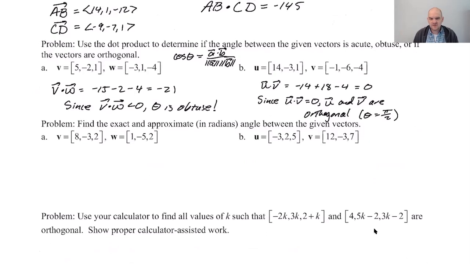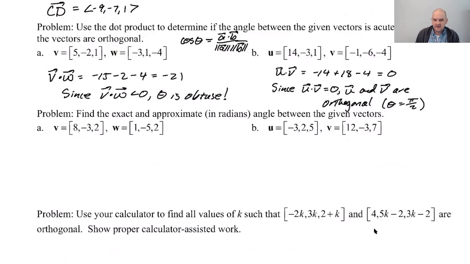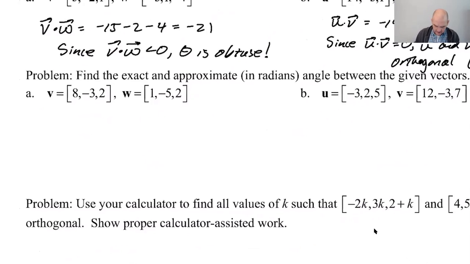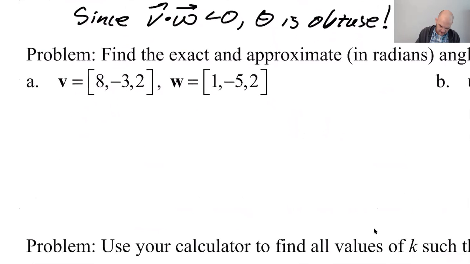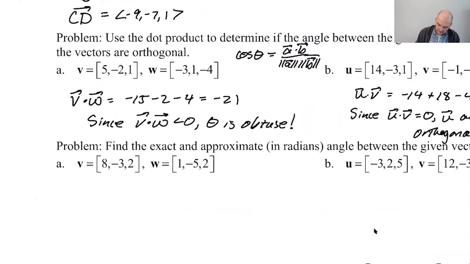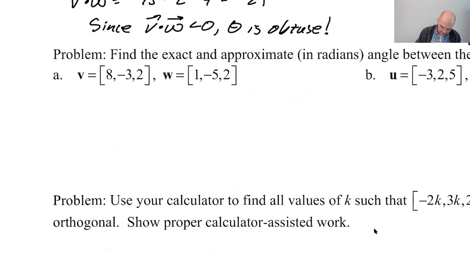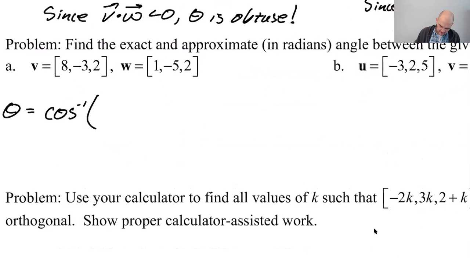I'm going to keep going and just do the rest of these, I think, in this video, because they're relatively quick, maybe, potentially. Find the exact and approximate in radians angle between the given vectors. All right, so we're going to use this formula up here, right? So I need the dot product, I need the product of the magnitudes. Am I regretting that I said I was going to do this? Maybe, but whatever. So theta is going to be the inverse cosine. So this is going to be the exact value.